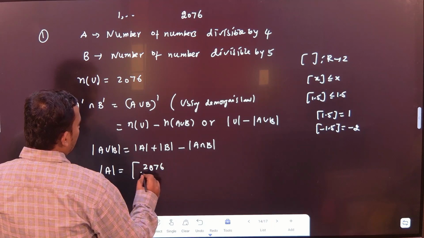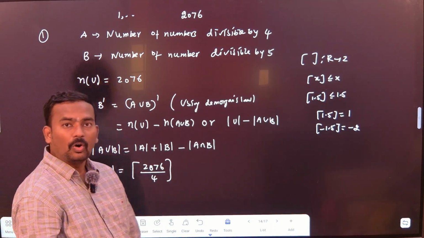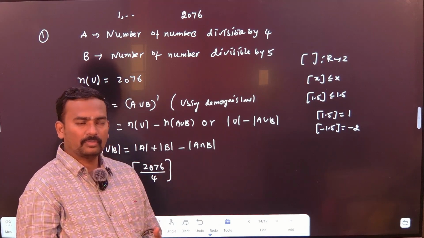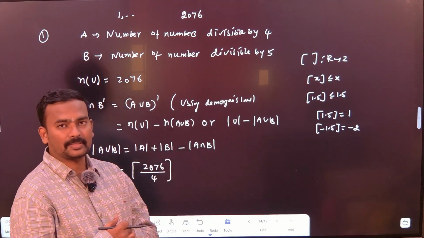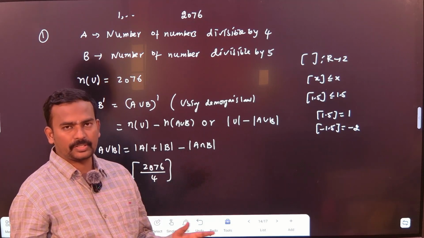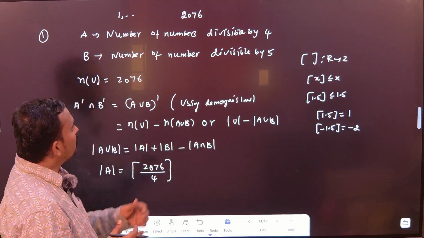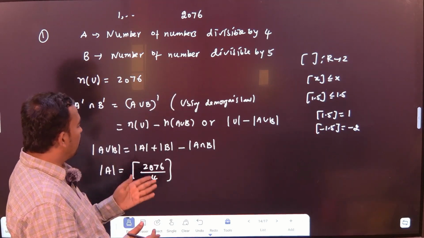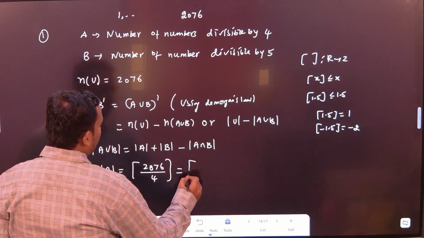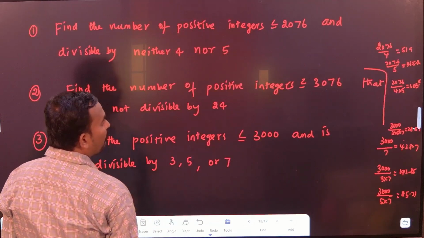Take the largest number, that means the last number, 2076, divided by 4. So how many numbers are divisible by 4 from 1 to 2076? This is a shortcut method to find the count of numbers divisible by 4. Suppose divisible by 5, then you divide 2076 by 5. Then do it. So what is the answer for 2076 by 4?